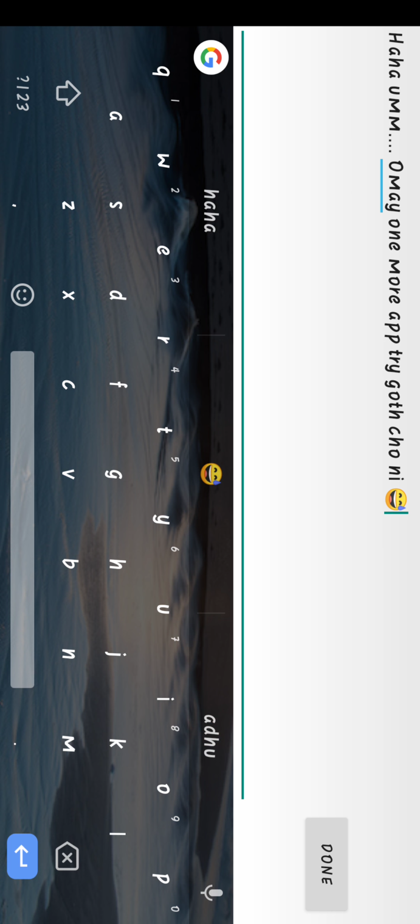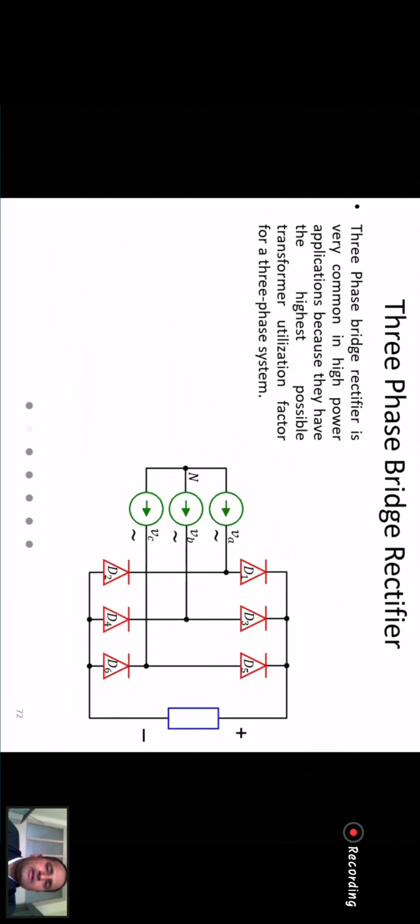So next is the three-phase bridge rectifier. It is very common in high power applications. We don't use a three-phase half-wave rectifier, similar to what we have in single phase. Even in three-phase, the bridge rectifier is very common in high power applications, because it has the highest possible transformer utilization factor in a three-phase system.